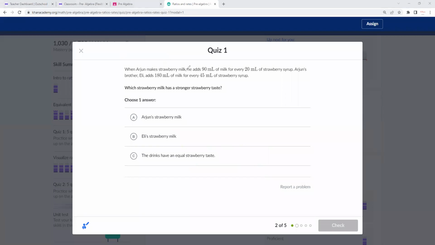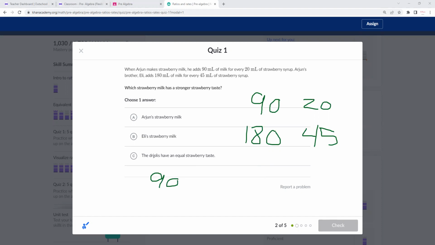When Arjun makes strawberry milk, he adds 90 milliliters of milk for every 20 milliliters of strawberry syrup. Arjun's brother Eli also adds 180 for every 45. So we have one that's 90 for every 20 and 180 for every 45. Which strawberry milk has a stronger strawberry taste? Well, I would reduce these as much as you can. You can even put them as a fraction. So maybe put strawberries on top and milk on the bottom.